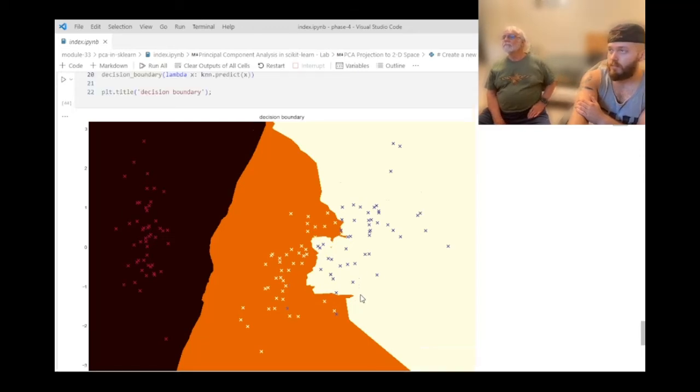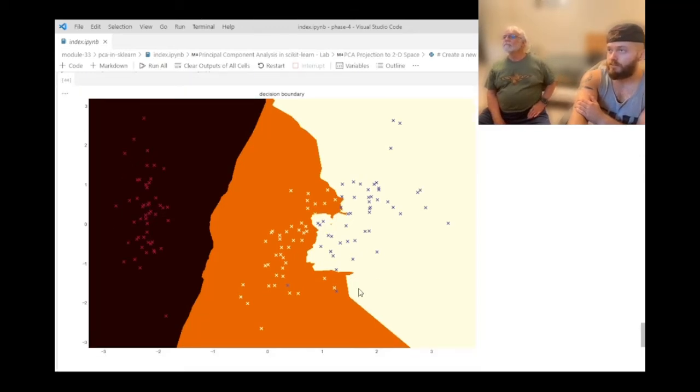So, in summary, principal component analysis is a way to identify clusters of data, or in other words, labels, without having those labels in the first place.